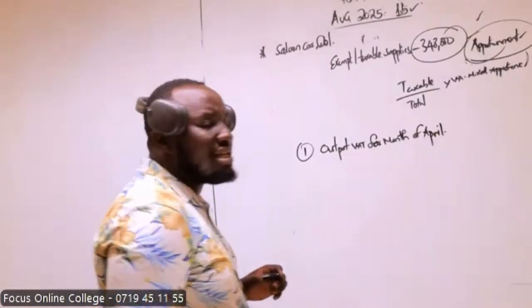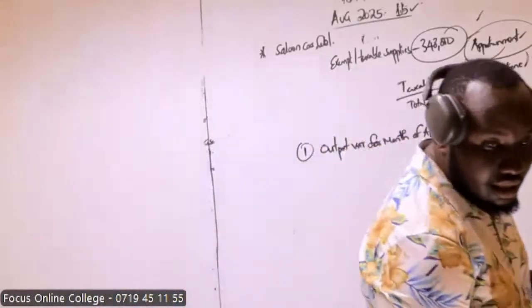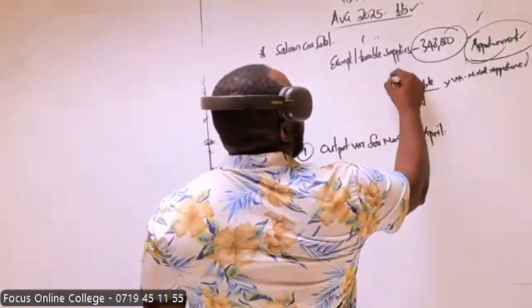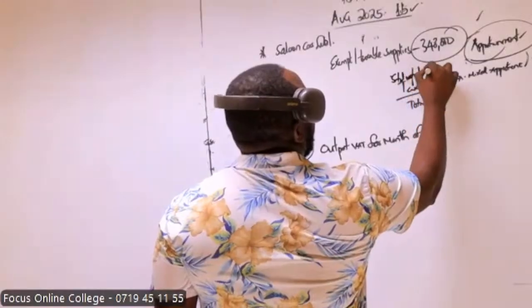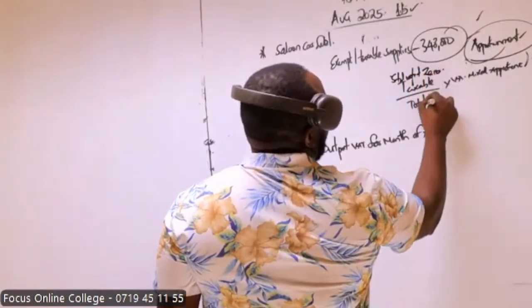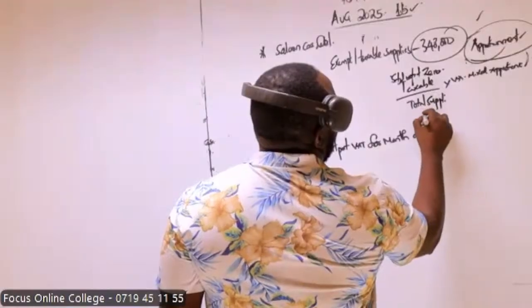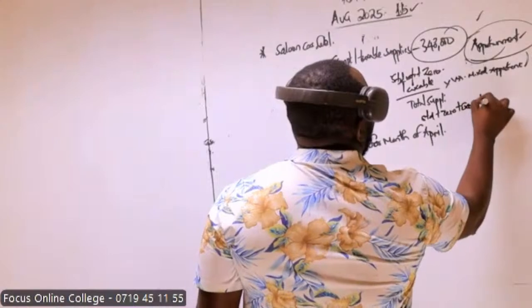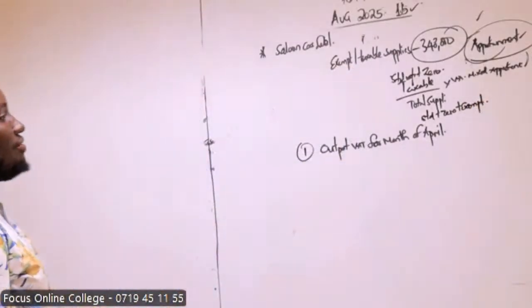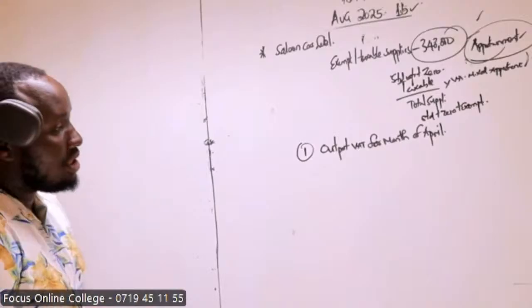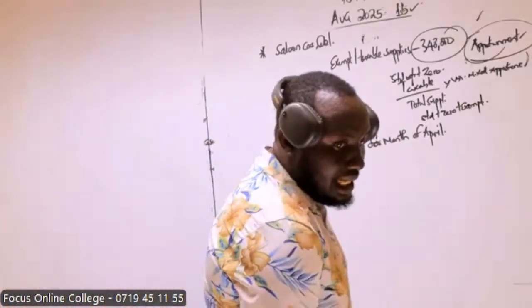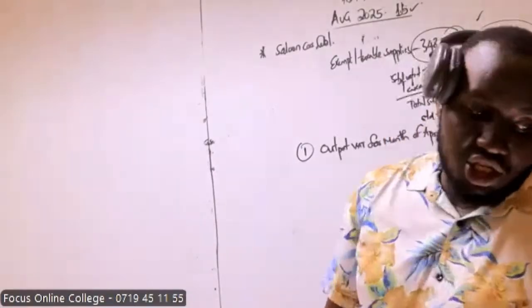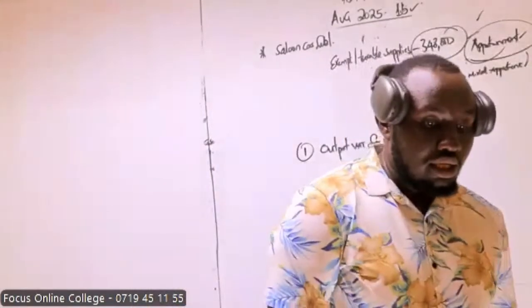Is there anything tricky on that number one? For the formula, we say taxable supplies. What is taxable supply? This is standard rate plus zero rate. But total supplies would now be standard plus zero plus exempt. Kindly give me a yes if we are together. Perfect. So is there anything tricky on the output VAT?